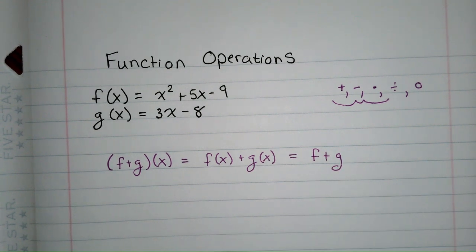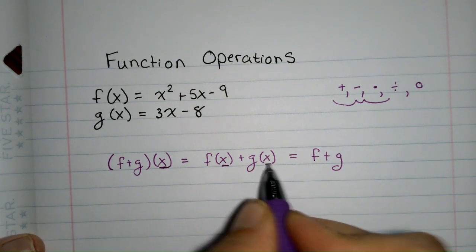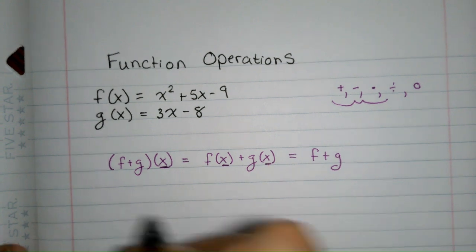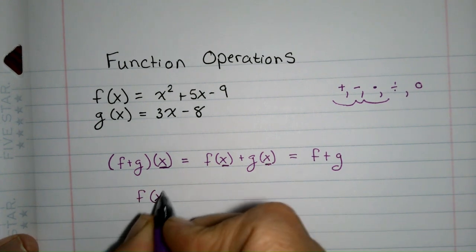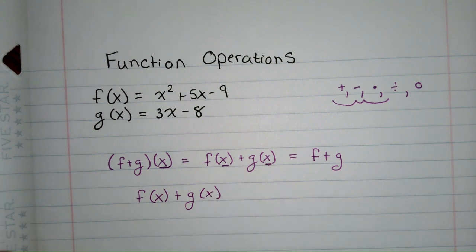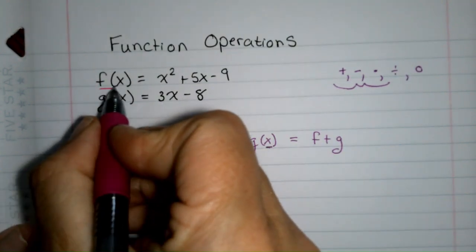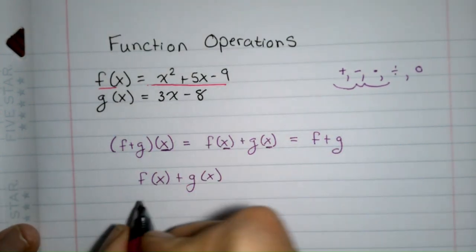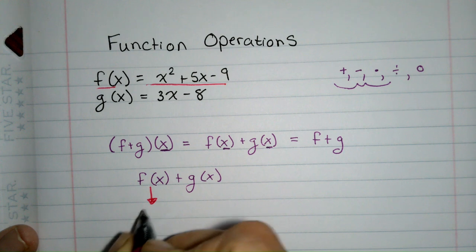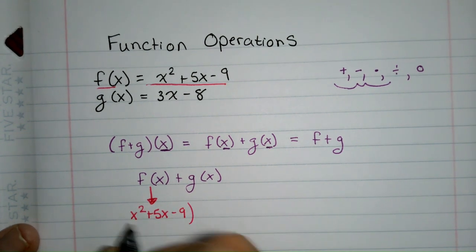Keep in mind the parenthesis x here is just telling you what your variable is. So let's say we want to do f of x plus g of x. Okay, this is a substitution problem. We are going to, instead of writing f of x, substitute what it equals. And I always like to substitute in parentheses. It saves sign errors.